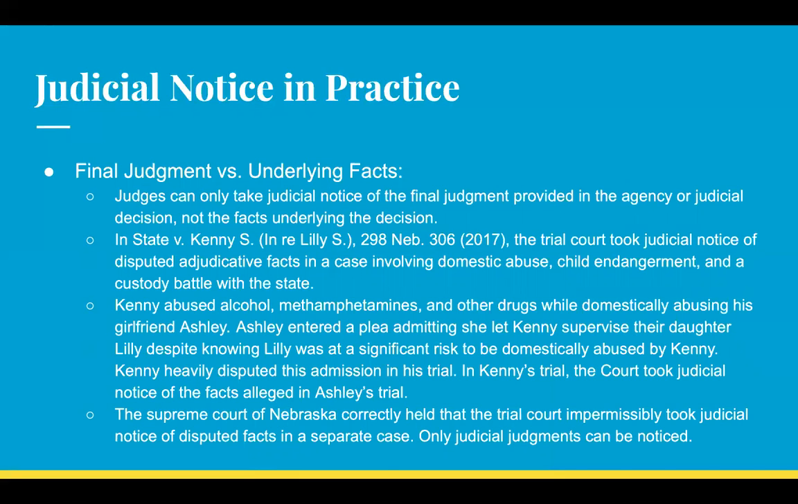Defendant Kenny and his girlfriend Ashley were involved in a custody battle with the state over their daughter Lily. Kenny abused alcohol, methamphetamines, and other drugs while domestically abusing his girlfriend Ashley. In a separate trial, Ashley entered a plea admitting she let Kenny supervise Lily despite knowing that Lily was at a significant risk to be domestically abused by Kenny. In Kenny's trial, the court took judicial notice of the facts alleged in Ashley's trial.